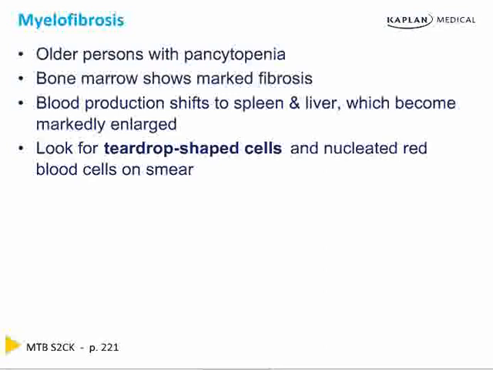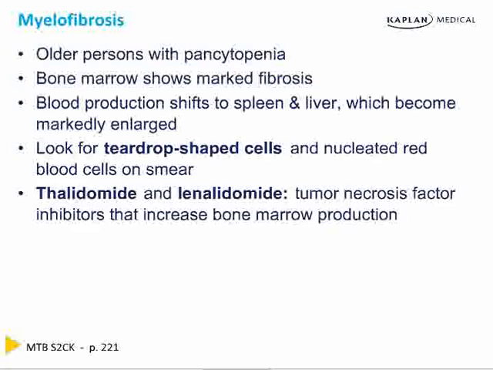Now, the most characteristic blood finding of myelofibrosis is these teardrop-shaped cells. The cells squeeze through the fibers and they get shaped into teardrops, pointed. And nucleated red cells are sending early precursor cells out because the nucleated red cell, remember, is the precursor to the reticulocyte. The treatment, well, we didn't used to have anything.